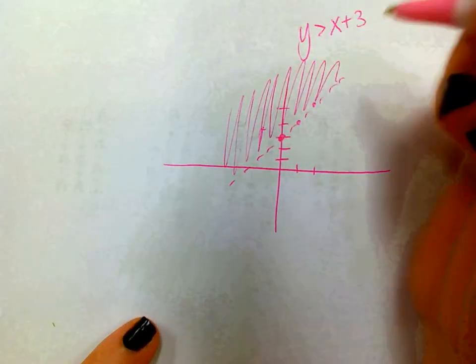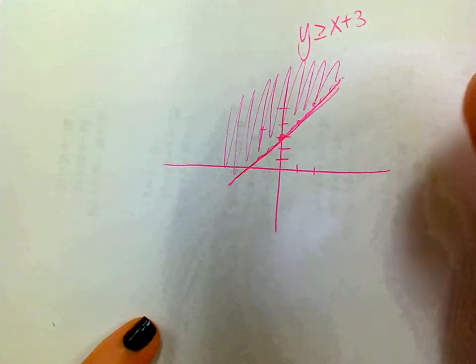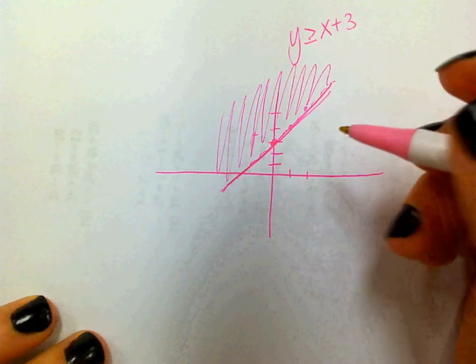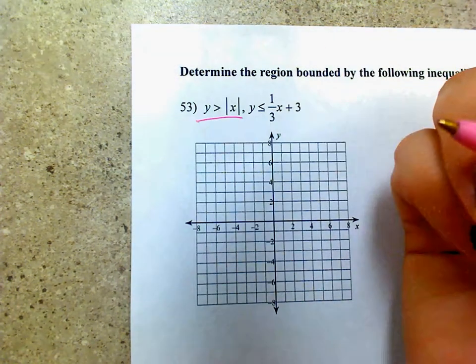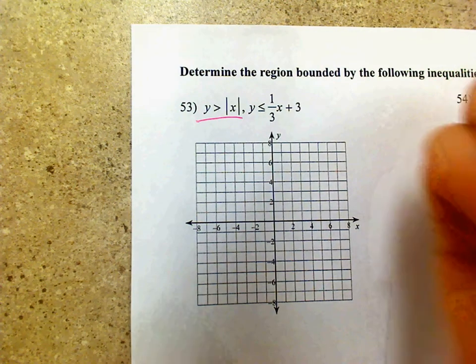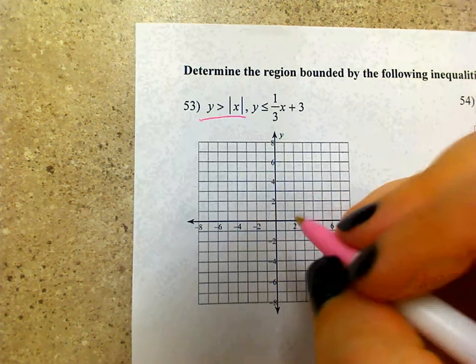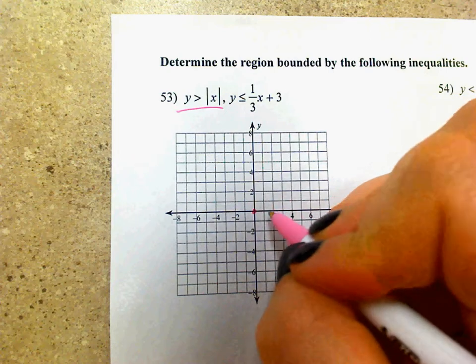So this first one says y is greater than the absolute value of x. The absolute value of x is the function where, if you take the absolute value of a number, it makes it positive. So the absolute value of 0 is still 0. The absolute value of 1 is 1. The absolute value of 2 is 2. The absolute value of 3 is 3. So that's just exactly that. But on the left-hand side, the absolute value of negative 1 is 1. Negative 2 is positive 2. So you might remember the V function.